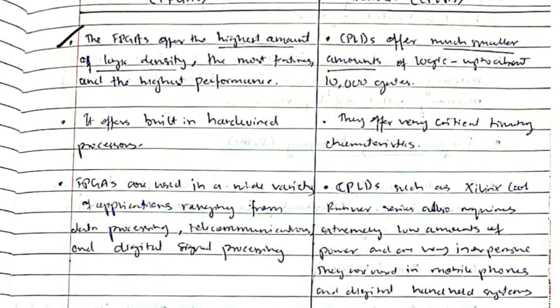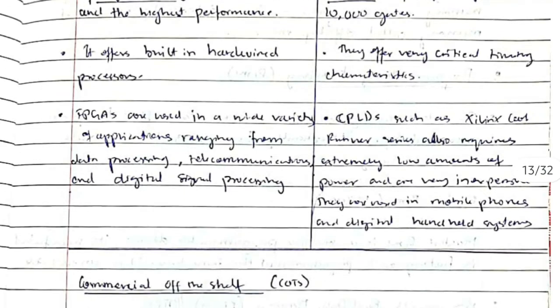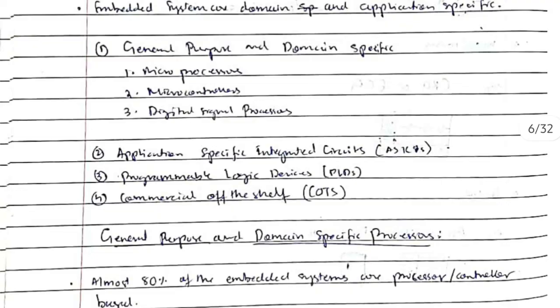In FPGAs, there is the highest amount of logic density, and it offers much more logic density than the other one, and it is built in a hardware process, and they offer very critical timing. Means if it's for an important purpose, you can use this one. And the last point is that it's used in a wide variety of applications ranging from data processing, telecommunication, and digital signal processing. And this one is used in Xilinx and in mobile phones or other inexpensive devices, and it uses extremely low power. We have discussed these three.